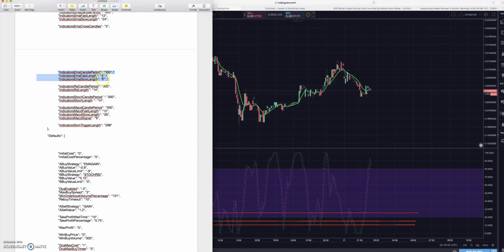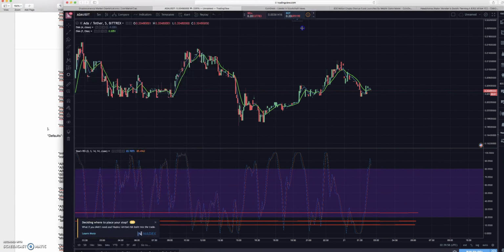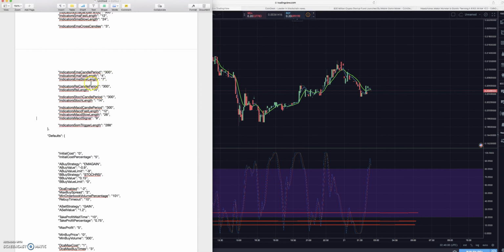So this might be contrary to popular belief, or maybe this is something that some people won't agree with. But I'm using the EMA candles, the 5 minute candles. So as you can see, we're on the 5 minute candles. And then we're also looking at the EMA fast is going to be a 4 period and the EMA slow is only going to be a 7 period.